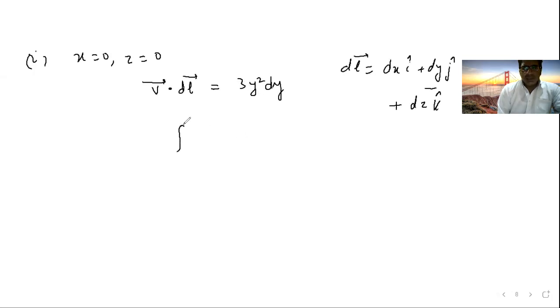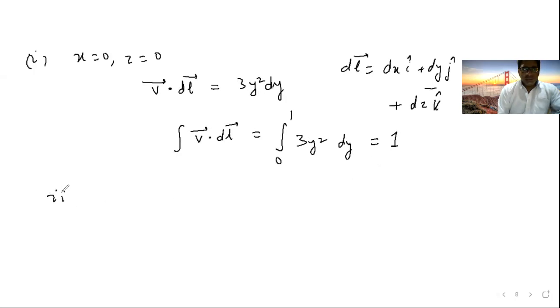And when I integrate it, v dot dl will have limits of integration 0 to 1 because I am moving from the origin to coordinate 1 along the y direction. The integral of 3y square dy is equal to 1. So for the first piece, the integral of v dot dl is 1.